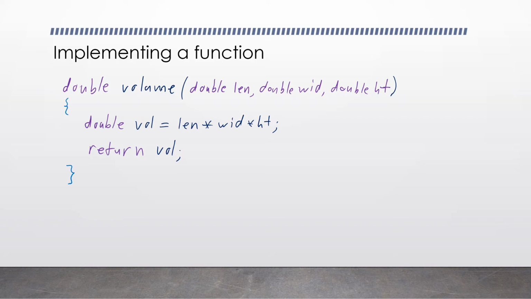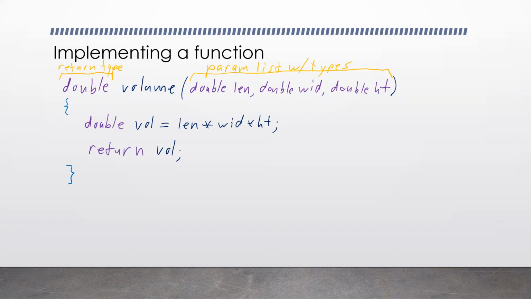So let's break down the pieces of the function so far. We've got a return type. Here, this function expects to return a double type value because volume might have a decimal point in it, especially since we're giving it a parameter list with double types.